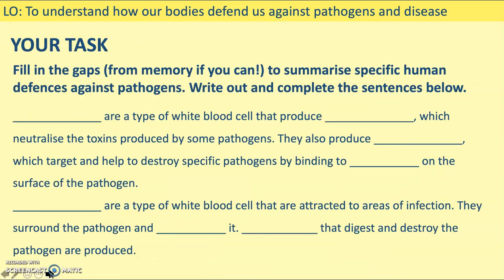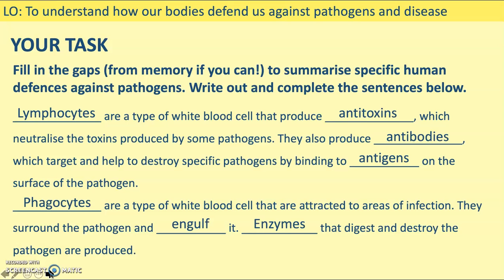Okay, your next task is to fill in the gaps from memory if you can, to summarise the specific human defences against pathogens. Write out the sentences and complete them, so fill in the blanks. Pause the screencast and have a go at this. Okay, I'm going to pop the answers on the screen. You need to mark them. Make sure that you are making corrections as well if you are getting any of the answers wrong.